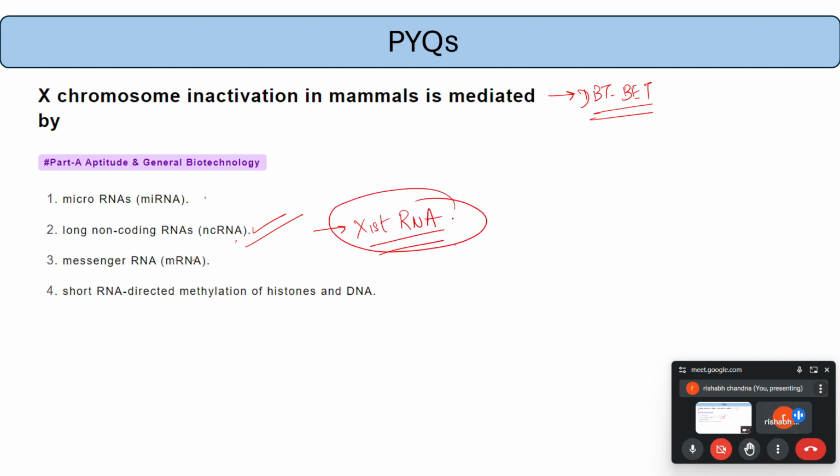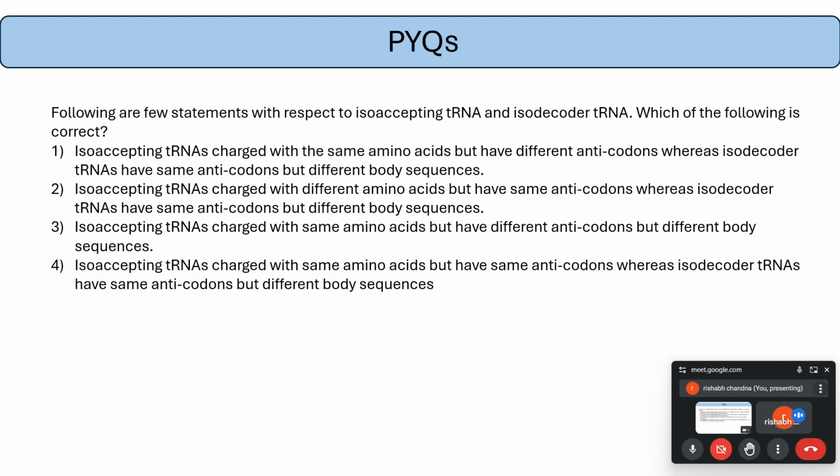Okay. So you guys must also remember the size of this particular RNA. So just check for that. That might also be asked as a direct question. So the answer is 2. Now moving on to the next question. Following are a few statements with respect to the isoacceptor tRNA and isodecoder tRNA. Which of the following is correct? So, before starting this question, we have not covered this in our lectures.